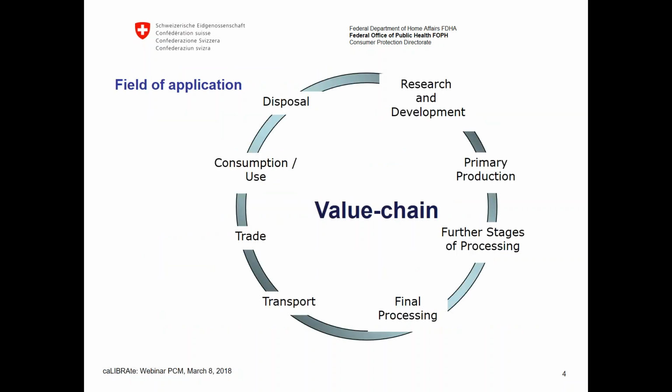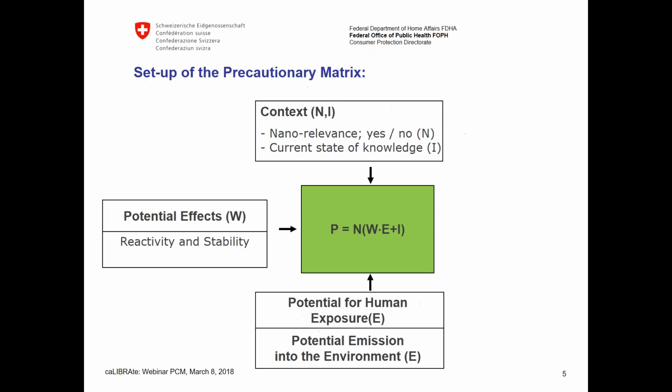As has already been said by Andrea, it can be applied along the value chain, starting from research and development, primary production and processing, up to consumption and use and disposal. It can be used for nanomaterials, but also for products containing nanomaterials. Here you can see the setup of the precautionary matrix. The matrix has 3 different modules.